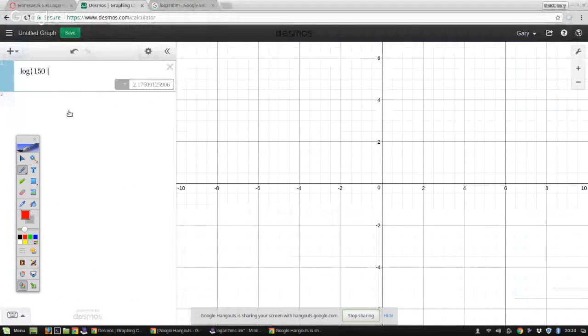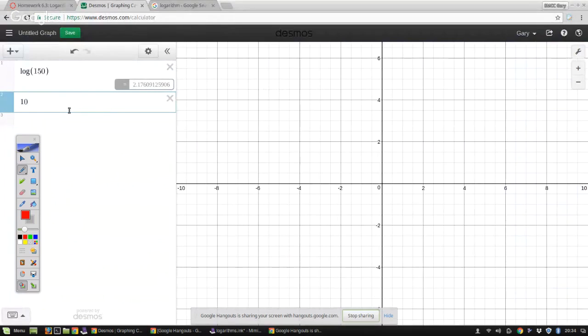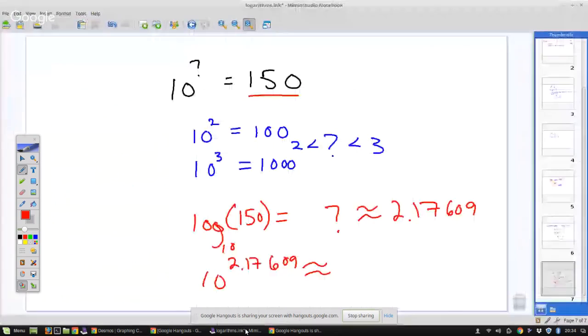Calculator. 10 raised to the power 2.17609. The computer says it's 149.99956. Pretty close. If I round that to the nearest tenth, hundredth, or thousandth, I'm going to get 150. So it worked out. So again, logarithms are exponents. It's just a matter of interpreting the statement correctly.